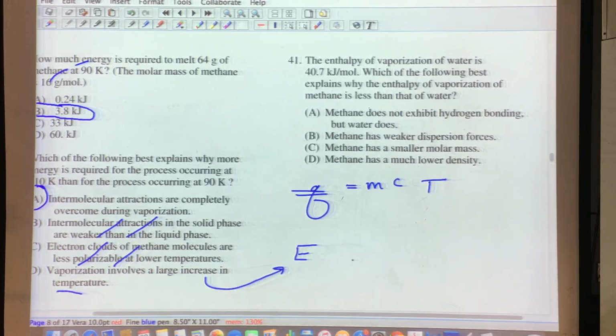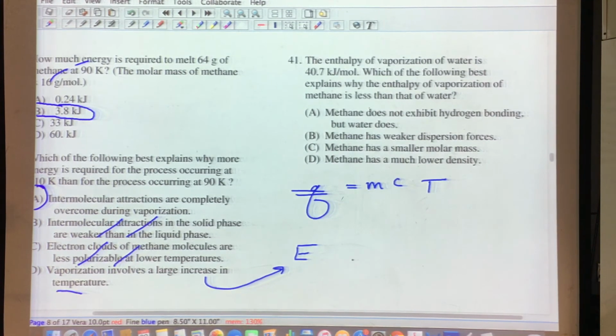Alright, so 41, I'm gonna keep going since I'm rolling here. The enthalpy of vaporization of water is 40.7. Which of the following best explains why the enthalpy of vaporization of methane is less than that of water? Why does it take less energy?